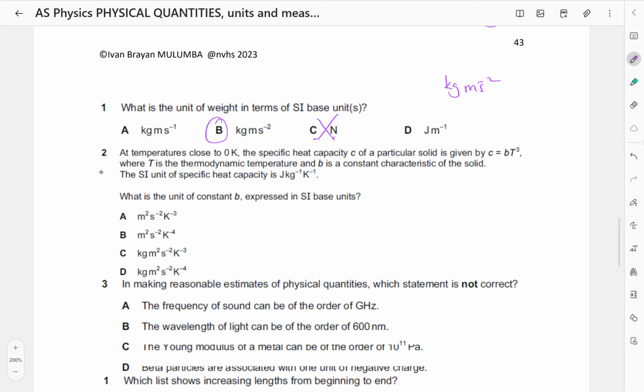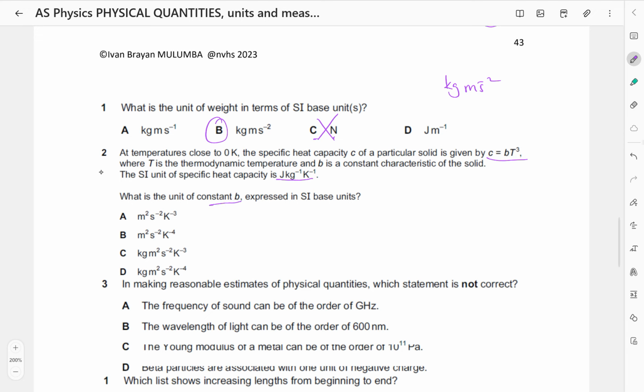At temperatures close to 0 Kelvin, the specific heat capacity C of a particular solid is given by C equals B T power 3, where T is the thermodynamic temperature and B is a constant characteristic of the solid. The SI unit of specific heat capacity is joule per kilogram per Kelvin. What is the unit of constant B?